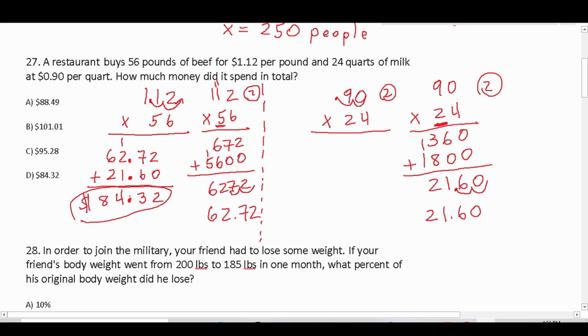So we can see that this restaurant spent $62.72 on 56 pounds of beef and $21.60 on 24 quarts of milk. In total, they spent $84.32 on both of those, which is answer choice D. Okay, so that was that one.